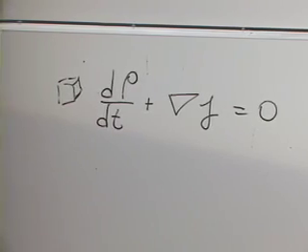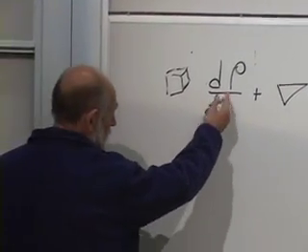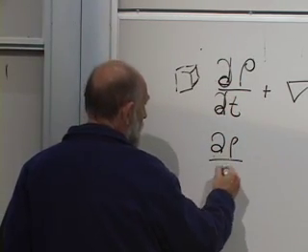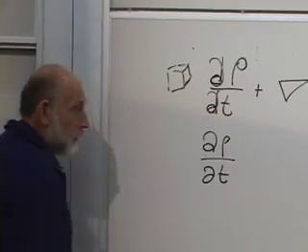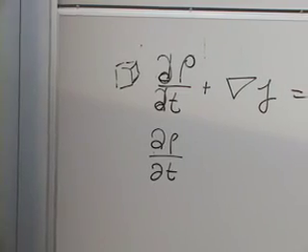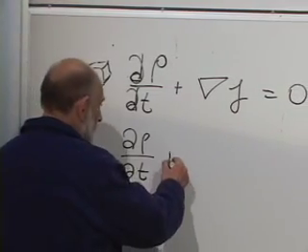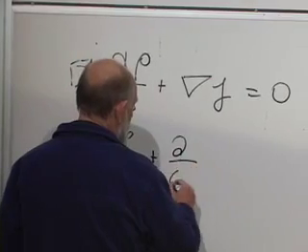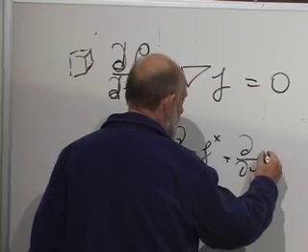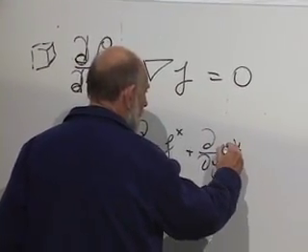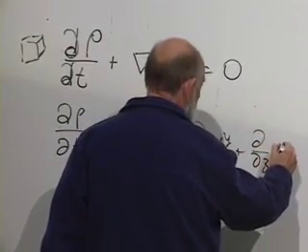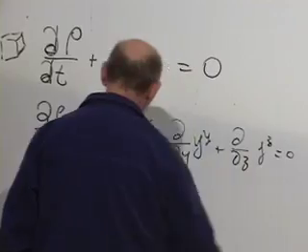We can write this explicitly. It says that, let's say, the partial of rho with respect to t. And then what is the divergence of the current? Anybody remember the form for the divergence of a vector? Right. It's the derivative with respect to x of the x component, plus the derivative with respect to y of the y component, jy, plus the derivative with respect to z of jz, and that's equal to 0.